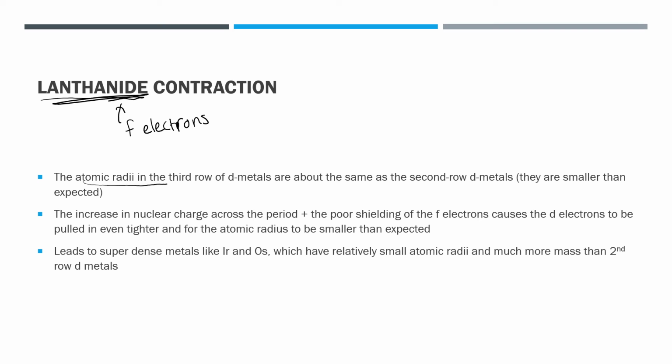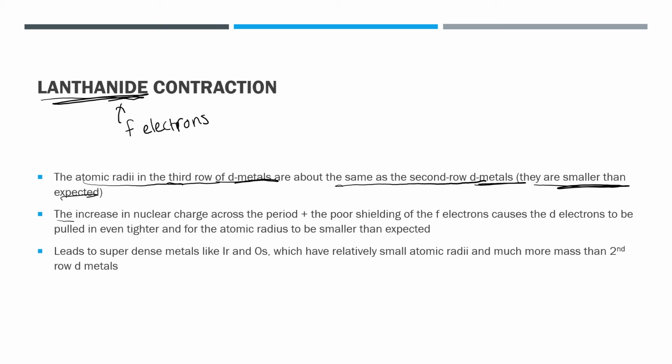The atomic radii in the third row of the d metals are about the same as the second row d metals. So generally when we go down a row, we think that there's a higher valence principal quantum number, which means that generally the atoms should get bigger, right? But these two, in the third row and the second row, have about the same size. So they're smaller than expected, right? The third row are smaller than expected because they're expected to be larger than the second row. Why is this happening, right?